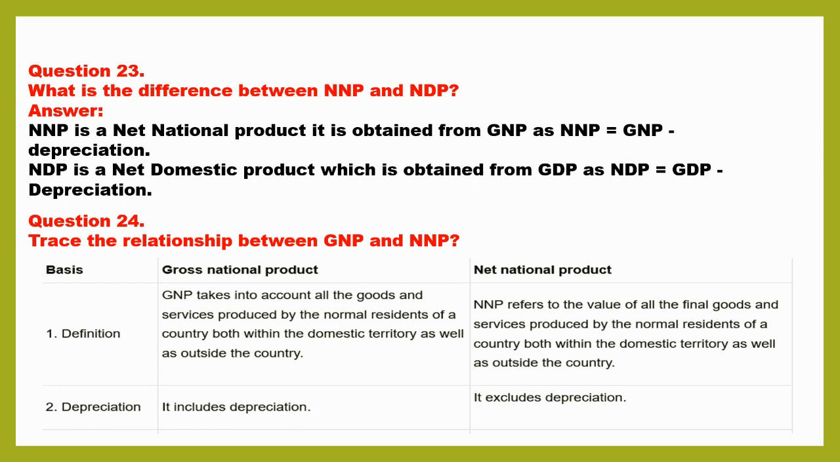Let's discuss the 23rd question. Difference between NNP and NDP. NNP is net national product. Whenever the term net comes, just remember depreciation. Net national product is obtained from GNP. The formula for NNP is GNP minus depreciation. In the same way, NDP is net domestic product. Domestic means within the territorial boundaries of our country, which is obtained from GDP. So NDP is equal to GDP minus depreciation.